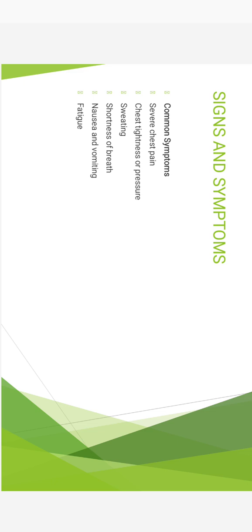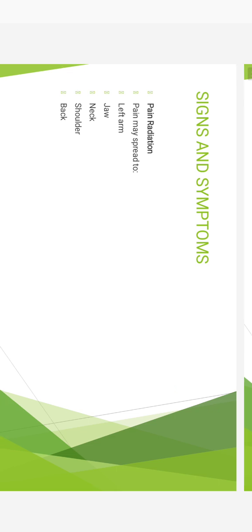Next, signs and symptoms. The most common symptom of myocardial infarction is chest pain. Patients usually describe the pain as crushing, squeezing, heaviness, or pressure in the chest. The pain often lasts for more than 20 minutes and may not improve with rest. Pain may radiate to the left shoulder, left arm, jaw, neck, or back. Many patients also experience sweating, shortness of breath, nausea, vomiting, weakness, anxiety, and dizziness. Some patients, especially elderly individuals and diabetic patients, may present with atypical symptoms such as fatigue or breathlessness instead of severe chest pain.